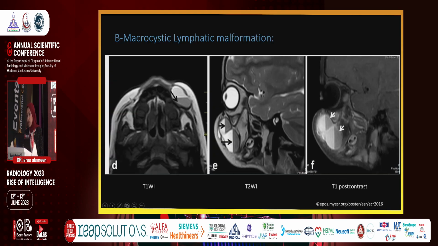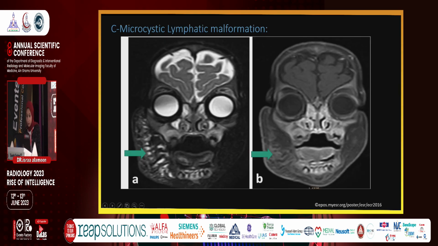Next, this is another vascular malformation, which is the macrocystic lymphatic malformation. Here, in image D on the left, we can see a well-defined cystic lesion with fluid level inside, denoting intralesional hemorrhage. In the sagittal T2 sequence in image E, we can see multiloculated cystic spaces with fluid level inside. And in image F on the right, in the T1 post-contrast image, we can see marginal enhancement of those cystic spaces. And this is how a typical macrocystic lymphatic malformation will appear in the MRI images.